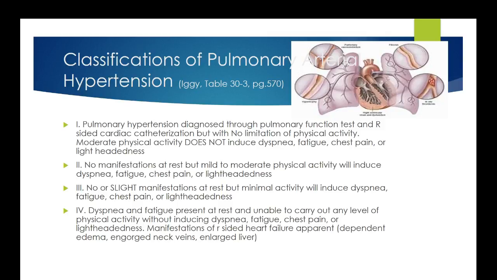So there are classifications to pulmonary arterial hypertension. As we can see, there's a 1 through 4 category. The first one is pulmonary hypertension diagnosed through pulmonary function test and right-sided cardiac cath. Once it's diagnosed, the patient has no limitations of physical activity; moderate physical activity does not induce dyspnea, fatigue, chest pain, or lightheadedness. Basically asymptomatic. However, we've had the diagnostic studies to confirm the disease process has started.